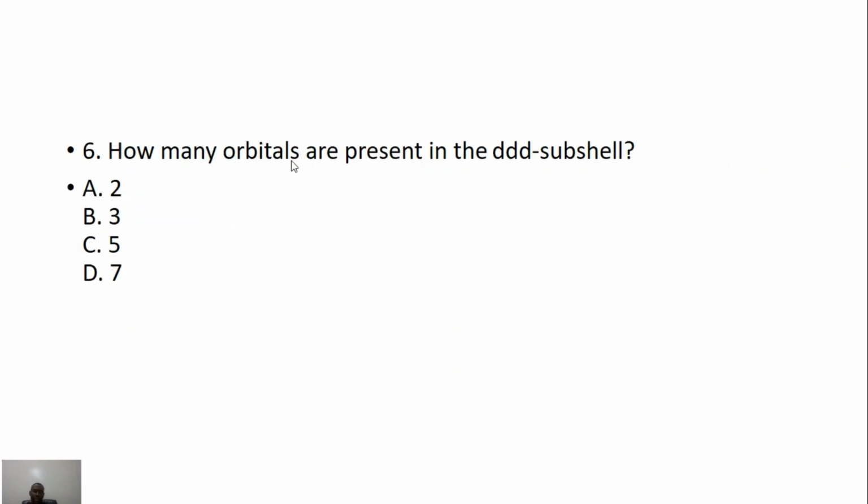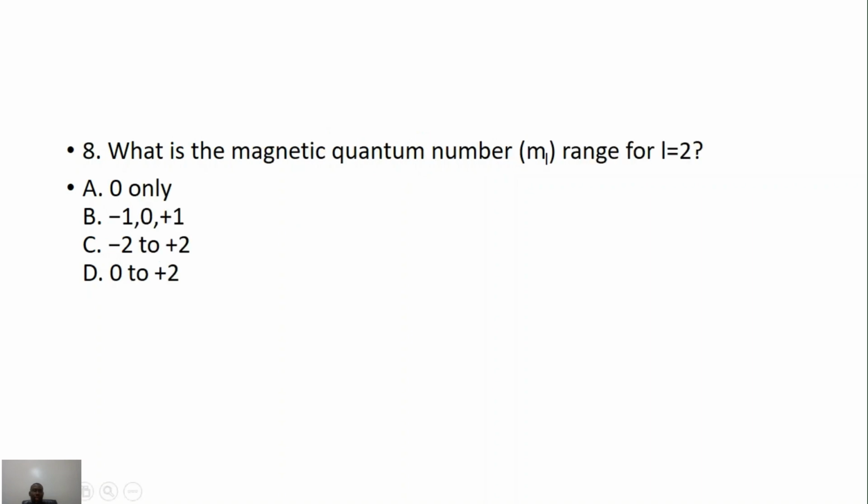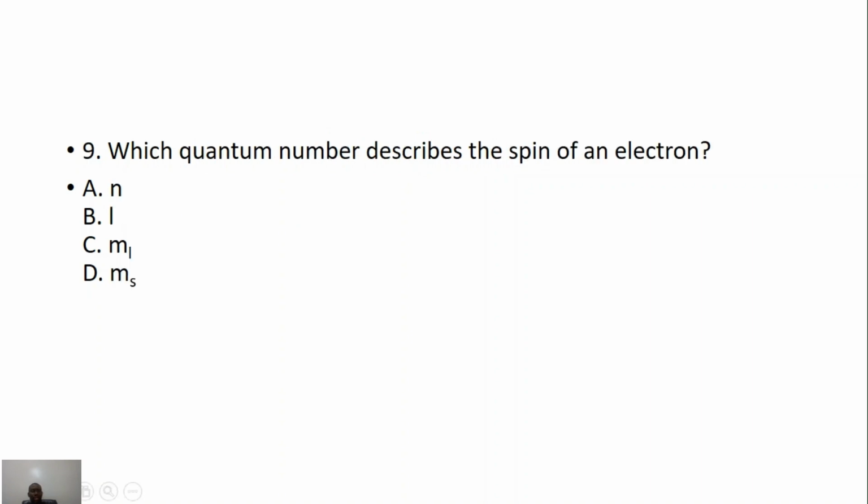I'll leave the remaining questions for you to answer. You can comment whatever your answer is in the section below. Kindly note that these are typos. Okay, it's only a single one of them. So you can comment your answer in the section below.